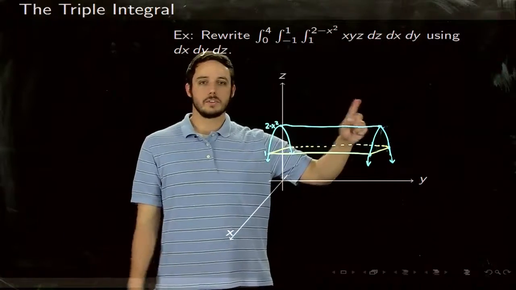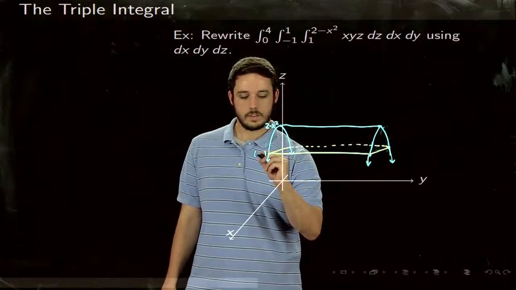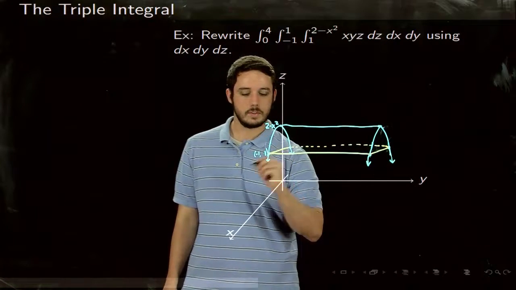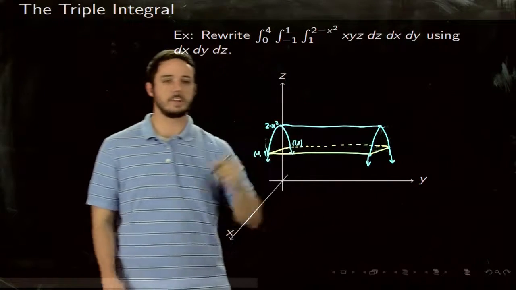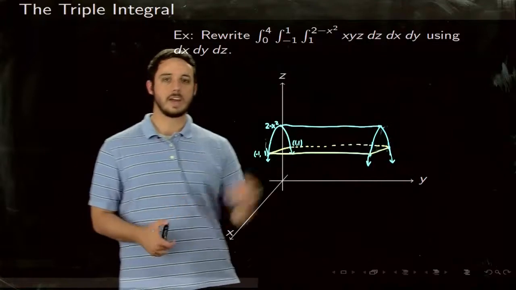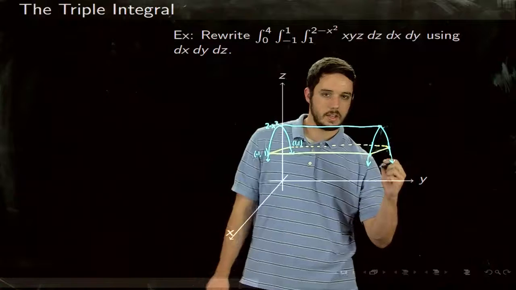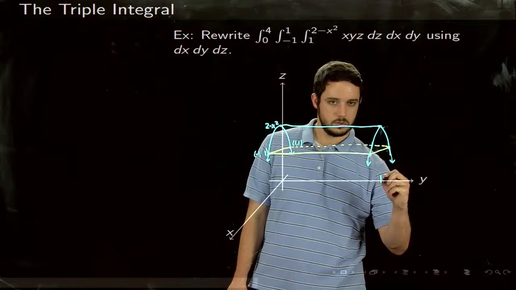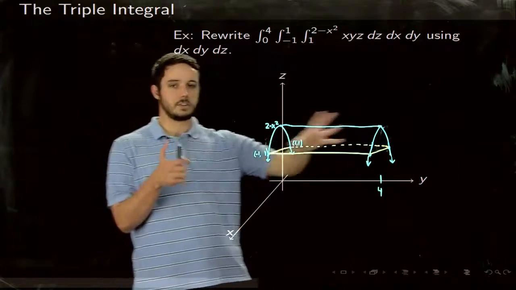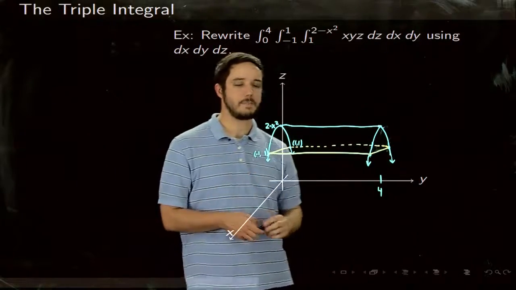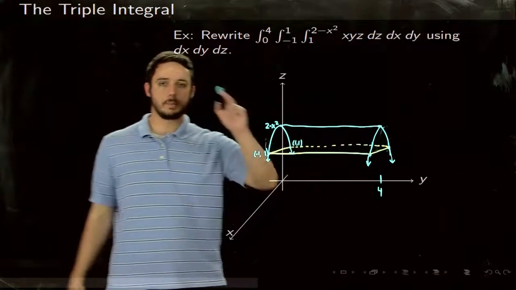Then x goes from -1 to 1. So this point is (-1, 1) in the xz plane. And then it goes to (1, 1). So x is going from -1 to 1. And then y is going from 0 to 4. So we start at y equals 0 in this plane, and then we go to y equals 4. So all of those bounds together describe this region, which is kind of like a half cylinder. Now, we could redescribe this region, except in this order now.